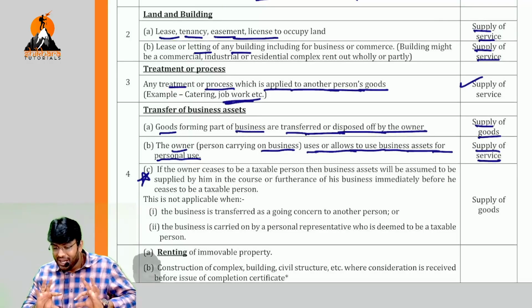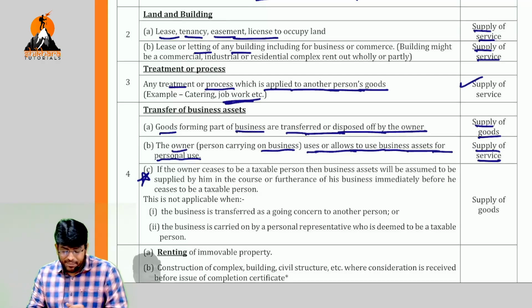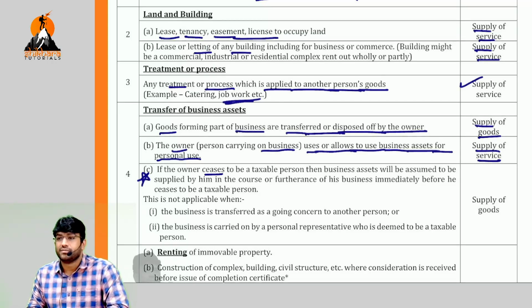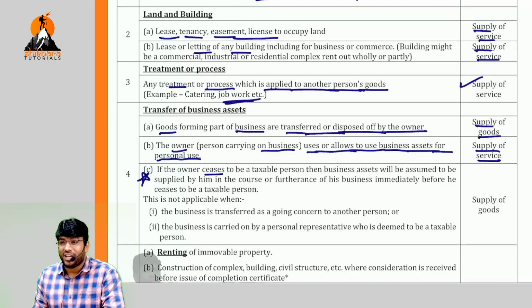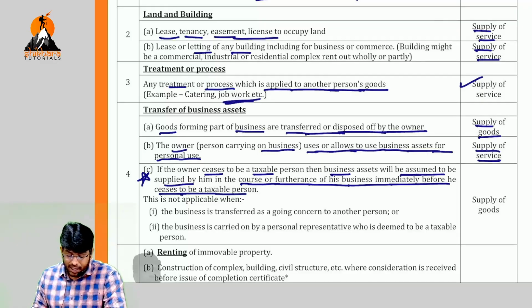This is one situation. Next situation, you are telling, I will close the business. Law is telling, close, but whatever stock is there, pay tax and close. Is it supply of goods or service? Goods, obviously. Read that line. If the owner ceases, what does it mean? Stops. Sir, we know, cease fire, stop fire, correct. The owner ceases to be a taxable person, then business assets will be assumed to be supplied by him in the course or furtherance of business, immediately before he ceases to be a taxable person.